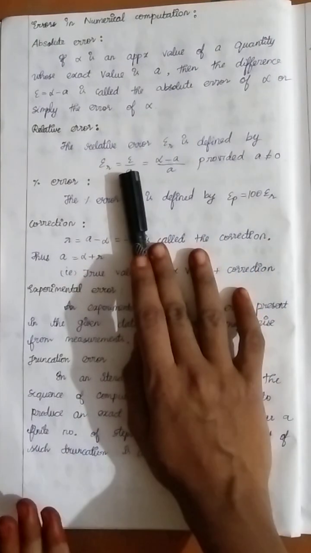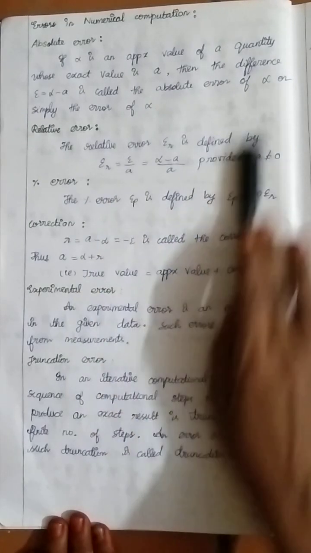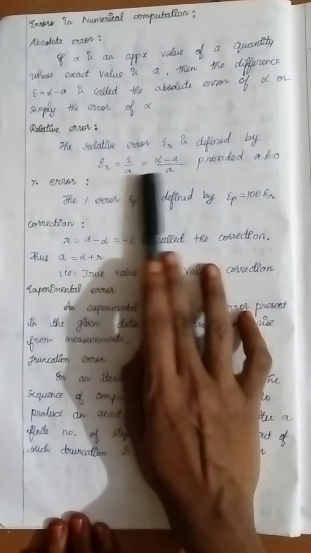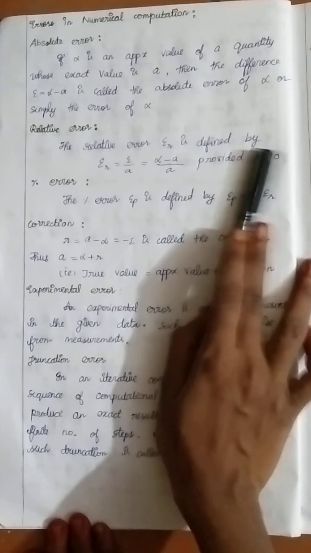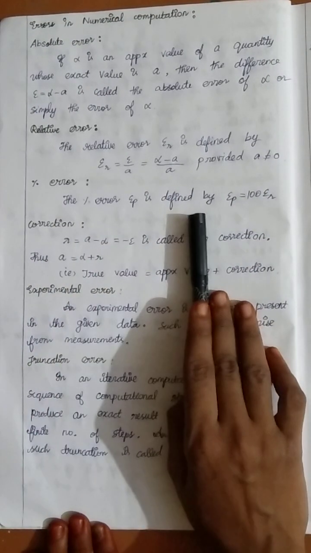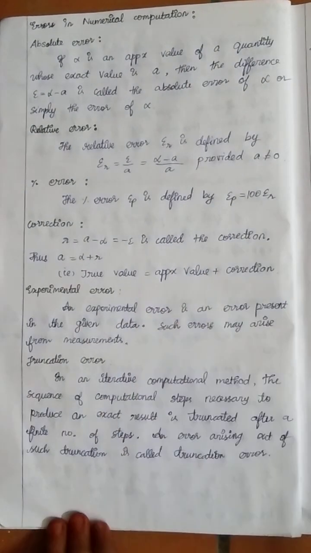And I have something called relative error. A relative error is nothing but the absolute error divided by the exact value, provided a is non-zero. And I have something called percentage error. A percentage error is nothing but relative error multiplied by 100.